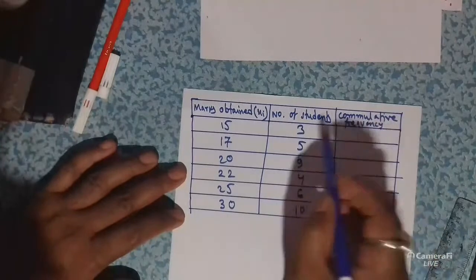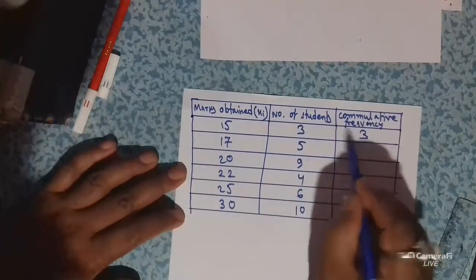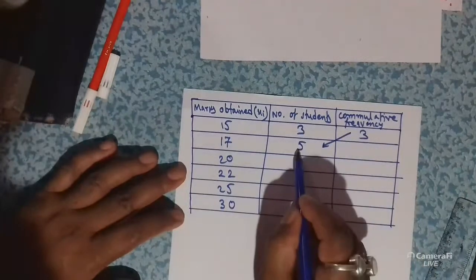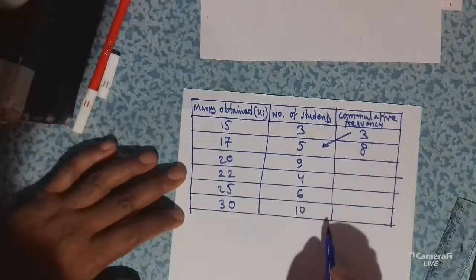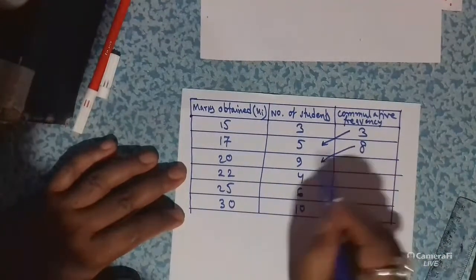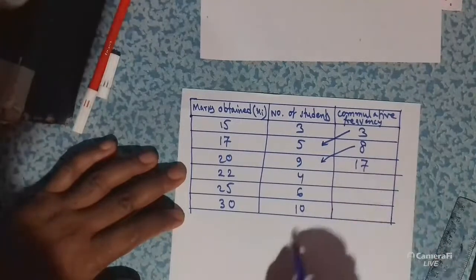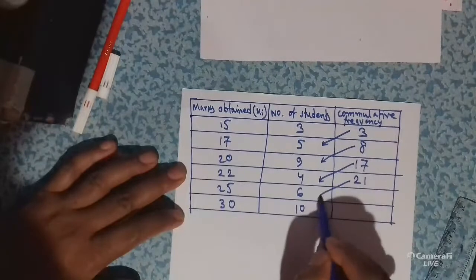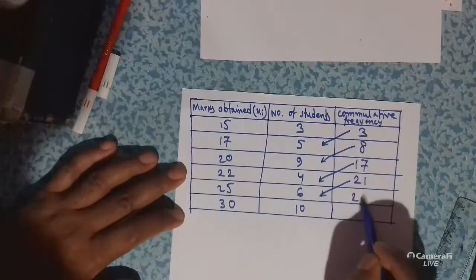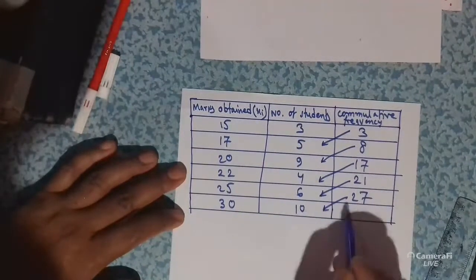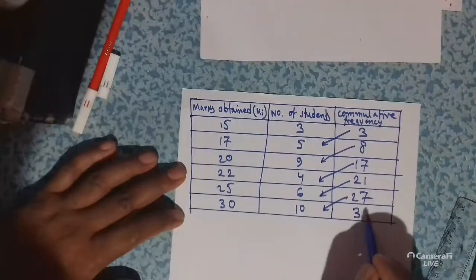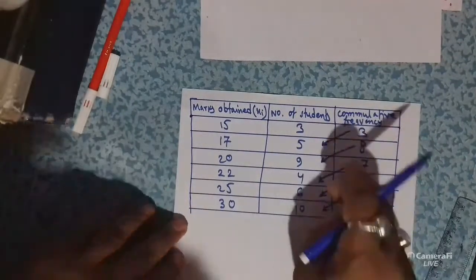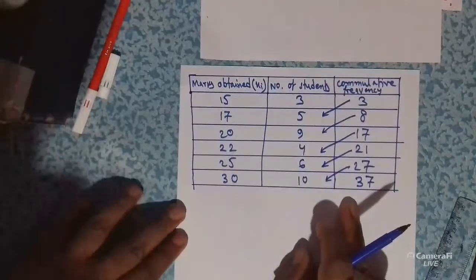Cumulative frequency means at first you must write the first one, then add these 3 with 5 and you will get 8. Again add 8 plus 9, it is 17. Again 17 plus 4 is 21. Then 21 plus 6 is 27. Then 27 plus 10 is 37. So this is the method to find cumulative frequency.